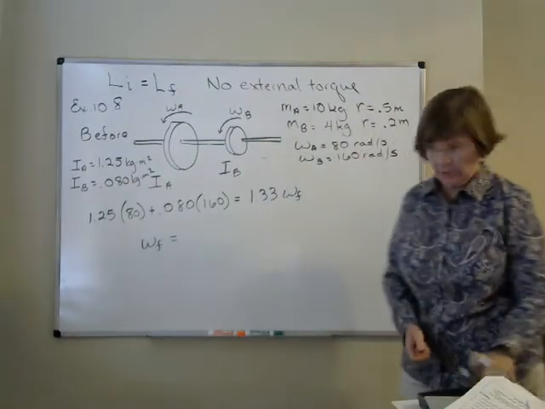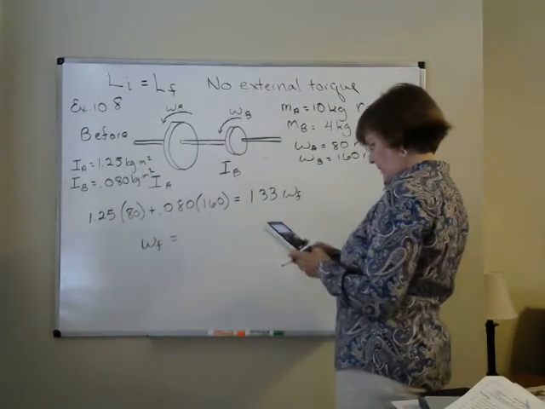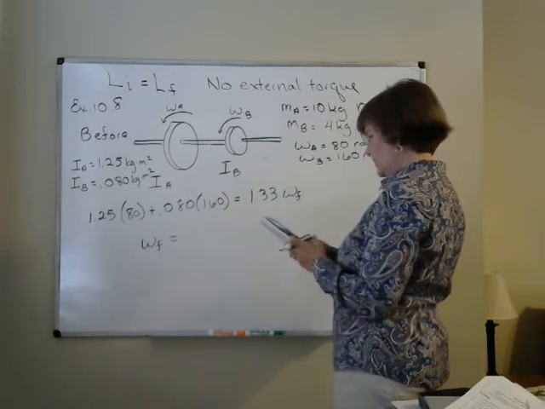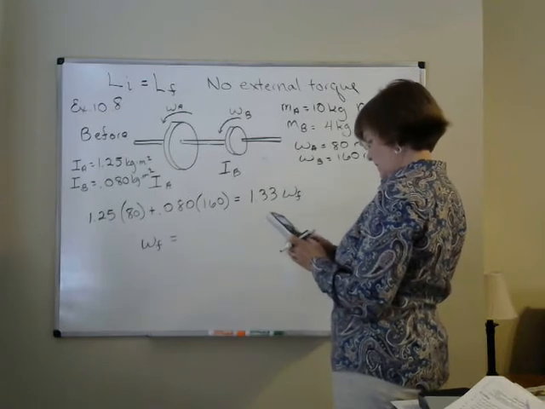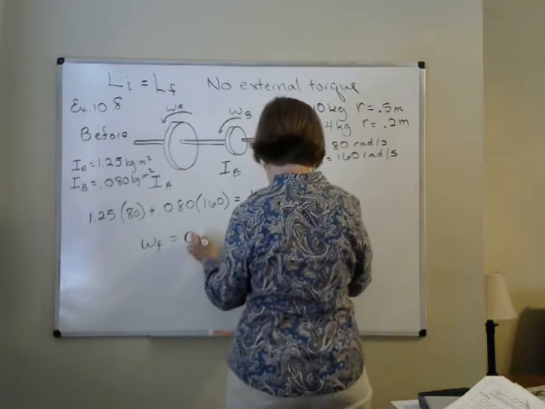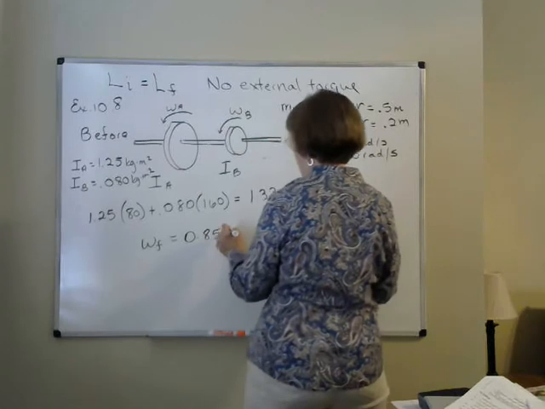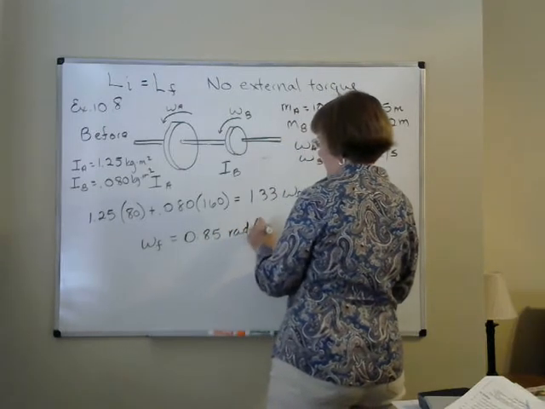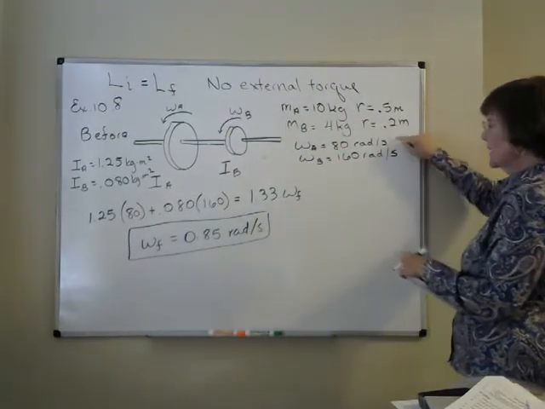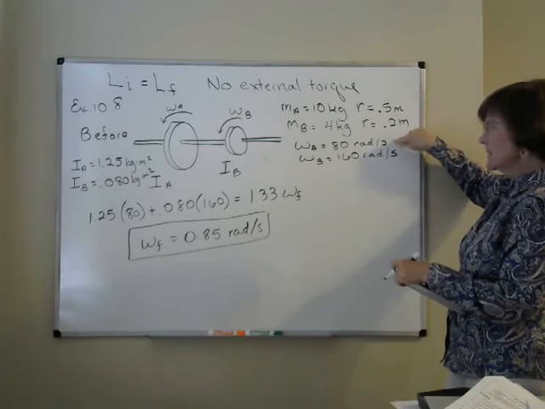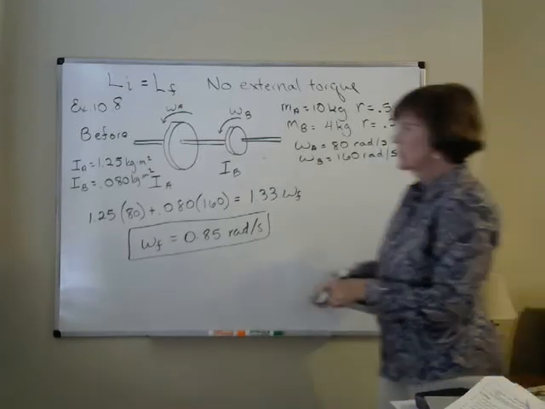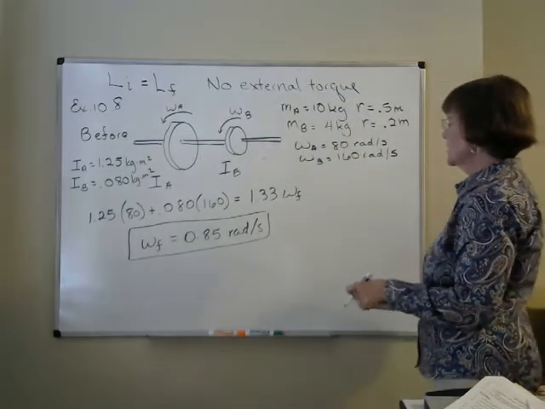Let's just do the numbers real quick. 1.25 times 80 plus 0.08 times 160, divided by 1.33, and our final is going to be 0.85 radians per second. You'll notice that the final velocity is much closer to A's than B's, and that's because this one had a much larger moment of inertia. 1.25 is considerably larger than 0.08.